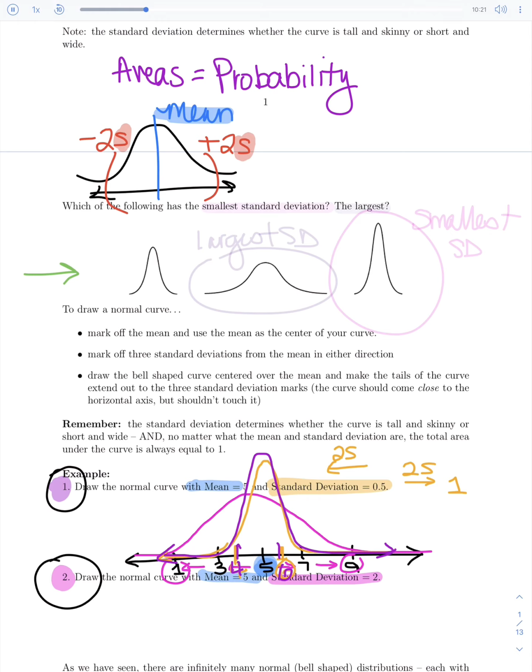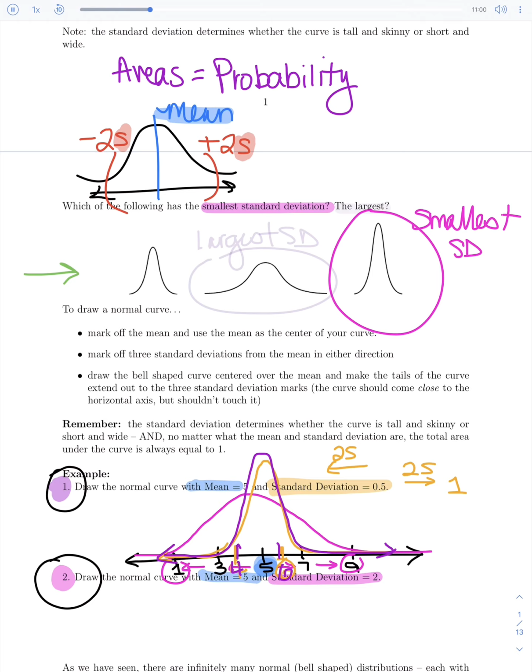So if we go back to our three graphs at the top, when we were talking about which one has the smallest standard deviation first, the one with the smallest standard deviation is actually going to be the tallest, because you've got to push more area into a tighter space. So the one with the smallest standard deviation is the tallest one down here, because I've got to stick more stuff in a tighter spot.